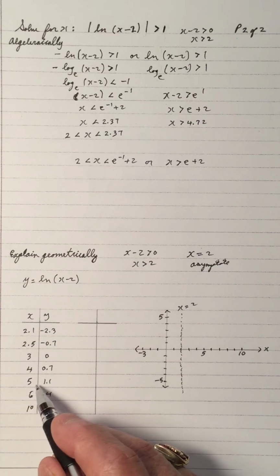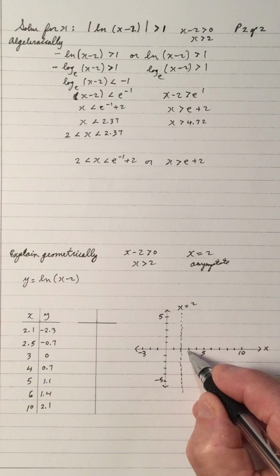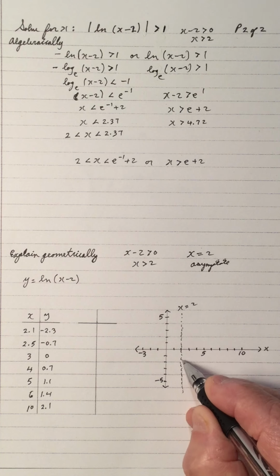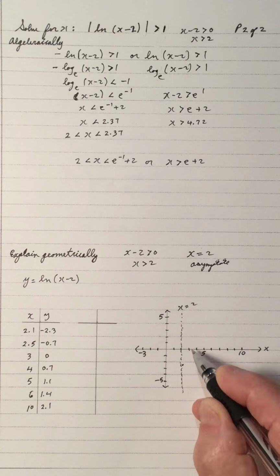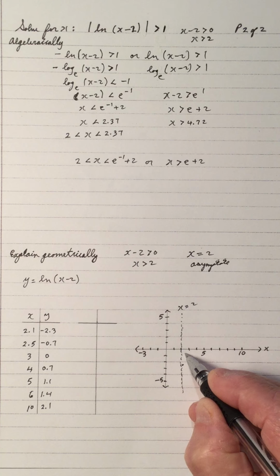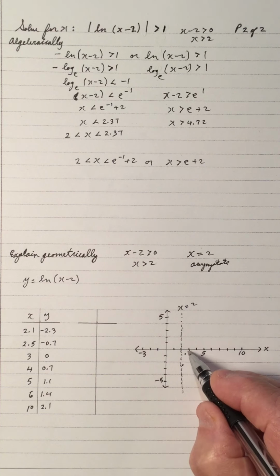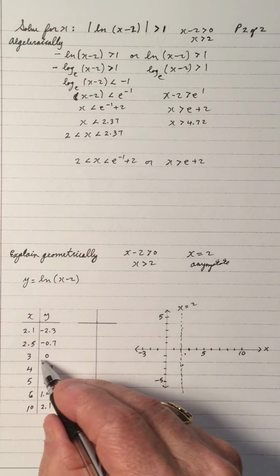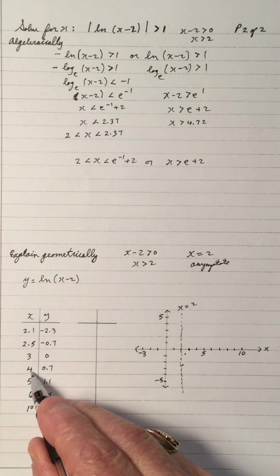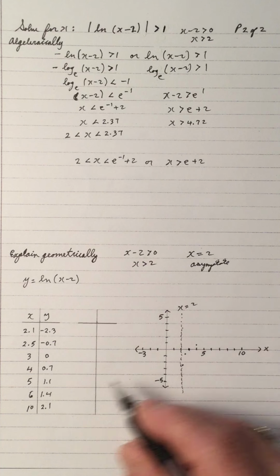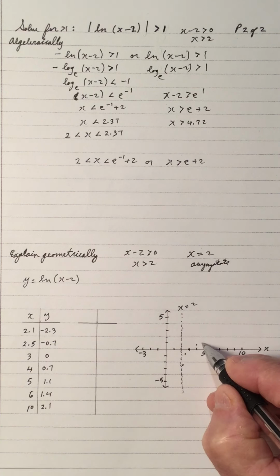So if we take these, that means we graph it here. So this is 2, so 2.1 is roughly here. I'm just estimating. And 2.5 is in the middle, so it's a negative 0.7. There's 0.1, so let's say it's right there. And when I put a 3 in, I get the ln of 1, so a 3 gives me a 0. So x is 3, y is 0. X is 4, y is 0.7. So there's 1 right there, there's 0.7. 5 gives me 1.1.